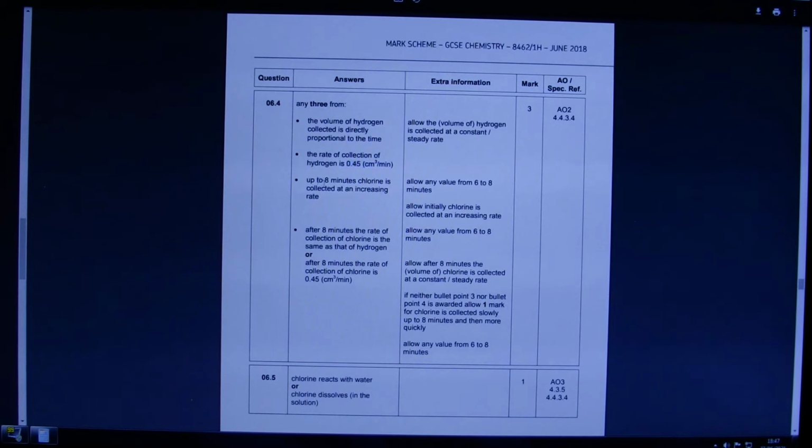Up to 8 minutes, chlorine is collected at an increasing rate. After 8 minutes, the rate of collection of chlorine is the same as that of hydrogen, or is 0.45 cc per minute. Allow any value from 6 to 8 minutes. Okay. Initially, chlorine is collected at an increasing rate. Or say constant or steady rate.